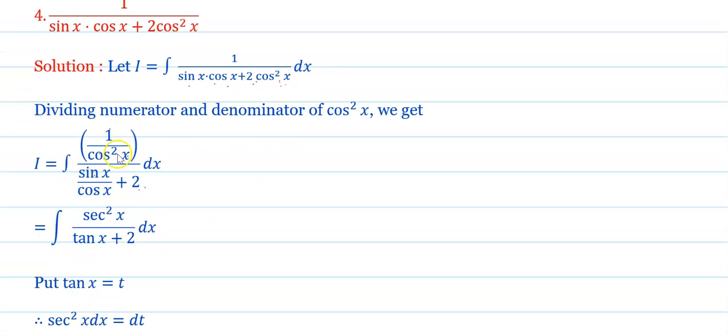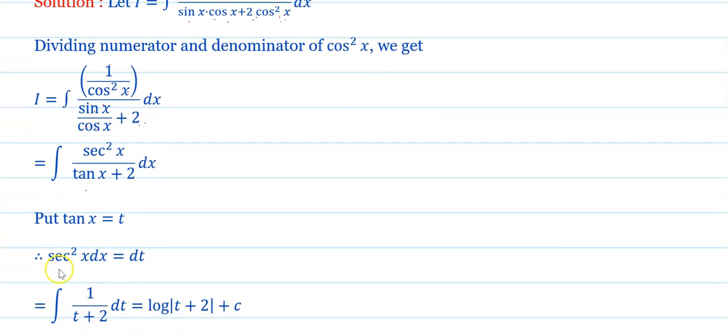Next, integral 1 upon cos square x means what? Sec square x. Sin x upon cos x is tan x, plus 2. Now substitution is very easy. Tan x, its derivative is sec square x. Therefore, tan x is equals to t. Its derivative is sec square x into dx is equals to dt. Sec square x into dx is dt.